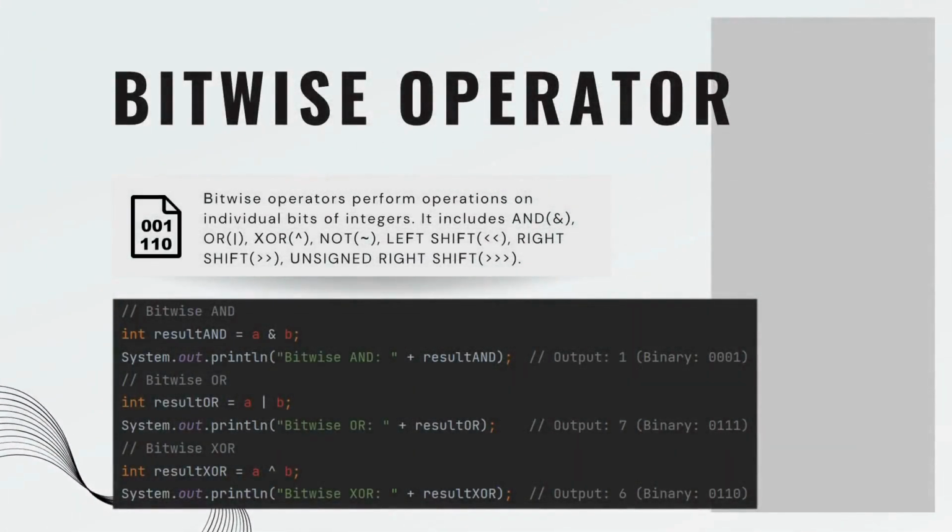Bitwise operator performs operations on individual bits of integers. These operators work directly with the binary representation of data. It includes operators like AND, OR, XOR, NOT, left shift, right shift, unsigned right shift.